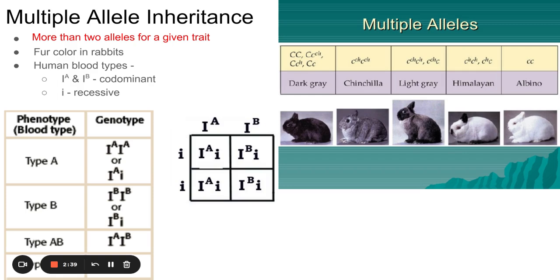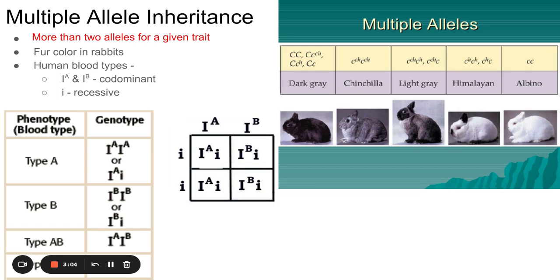Another example is human blood type. What are the human blood types you might have? Like A, B, AB, O. And positive and negative.